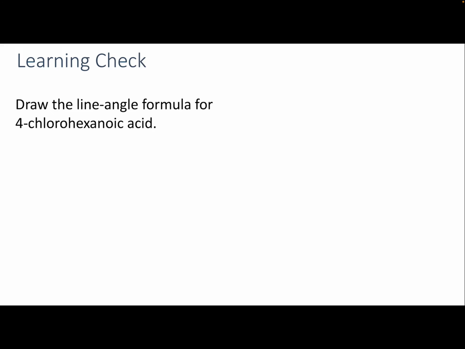One more learning check. Draw the line angle formula for 4-chlorohexanoic acid. So 2, 3, 4, 5, 6. Mine's upside down now, so I guess I'll make it this way. So 1, 2, 3, 4 says we have a 4-chlorohexanoic acid. I think mine's backwards from this one, but good.